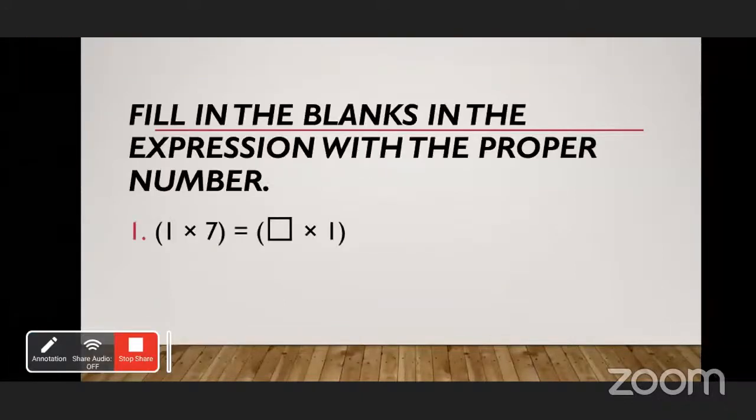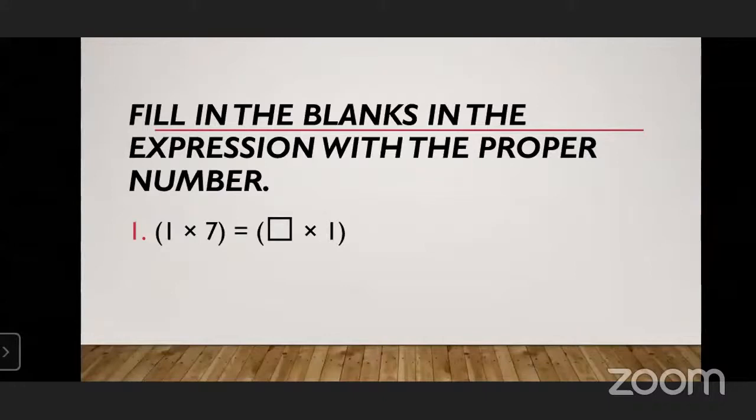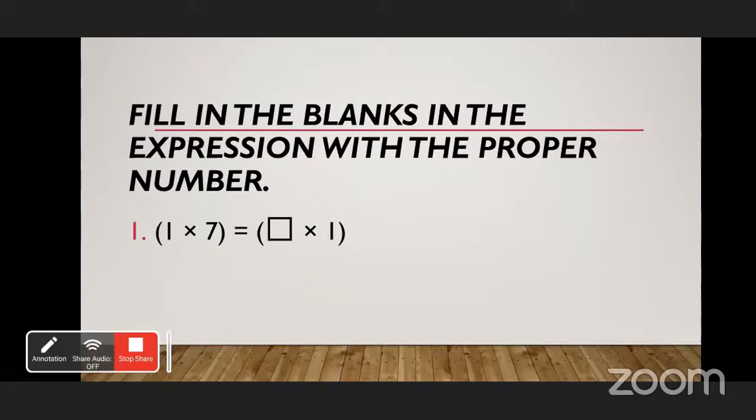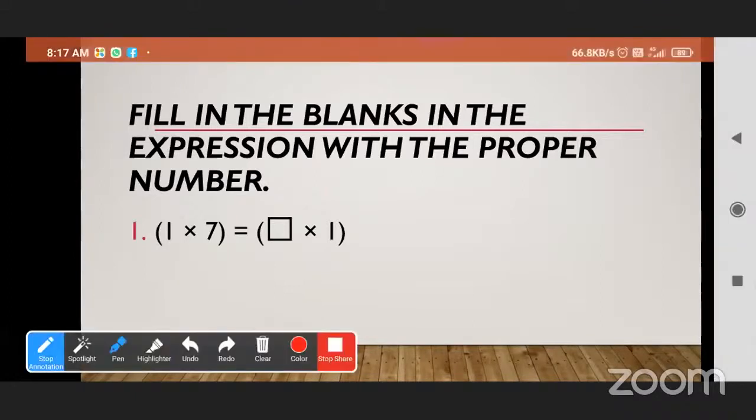Now, read the question. Fill in the blanks in the expression with the proper number. Okay, so we have to write the proper number in the boxes. Now we read the expressions first. 1 multiplied by 7 is equal to 10 multiplied by 1. Now to find out the required number, we will solve the first expression.